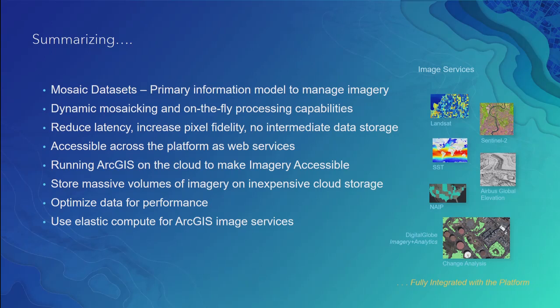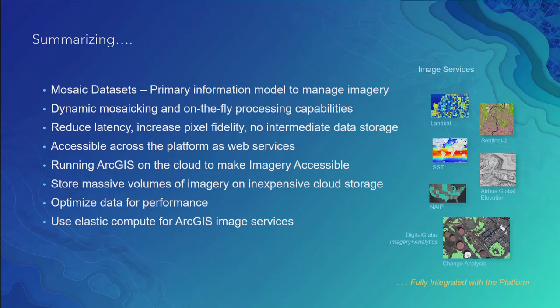The things we talked about: Mosaic datasets. It's our primary information model to manage imagery. It provides you with dynamic mosaicing, on-the-fly processing capabilities, reduces latency, increases pixel fidelity, and there's no intermediate data storage, which is one of the key messages you have to take away from here. It's accessible across the platform as web services once you serve it out as an image service.